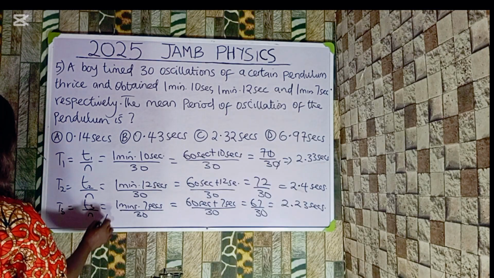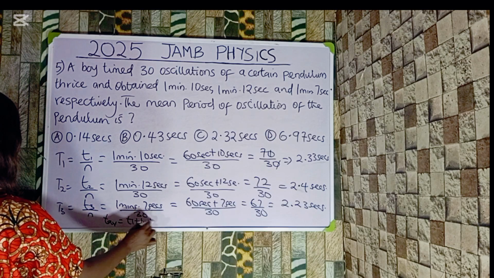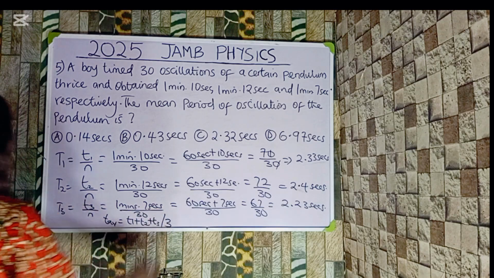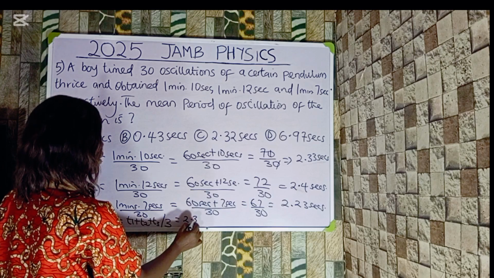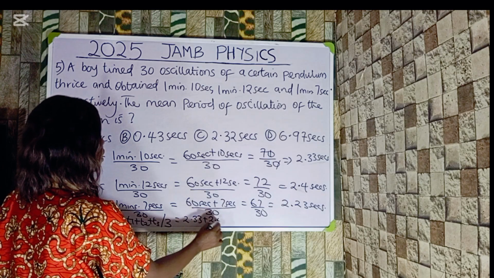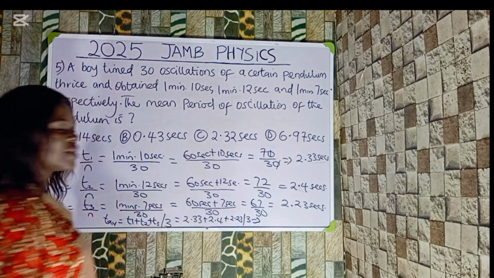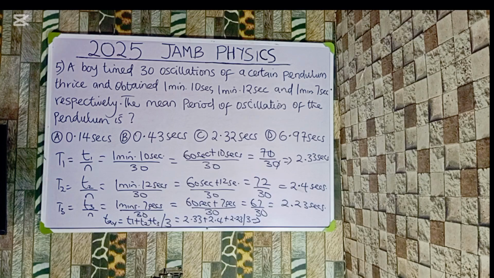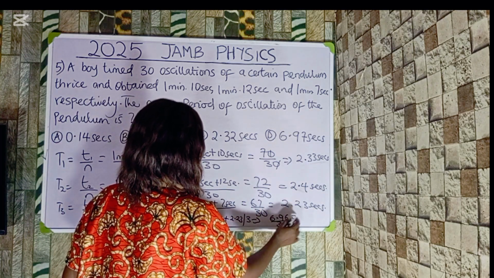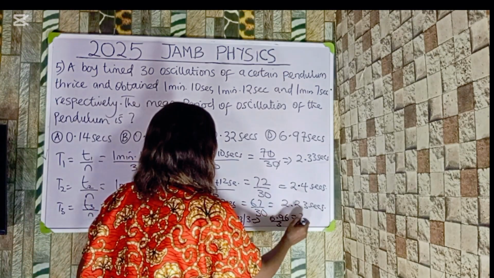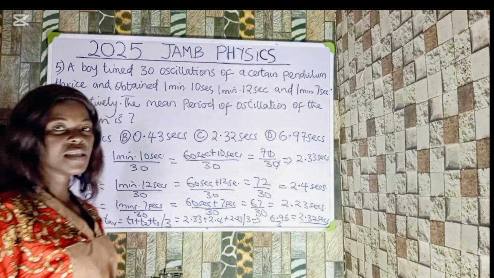Now for us to get the mean means adding them together and dividing by 3. So the average, T average, is equal to T1 plus T2 plus T3, divided by 3. That means I'm going to add all of them together and divide by 3: 2.33 plus 2.4 plus 2.23, divided by 3. Let's see what we'll have. It's going to give us 6.96. Then we'll divide it by 3, and the final answer becomes 2.32 seconds, right?